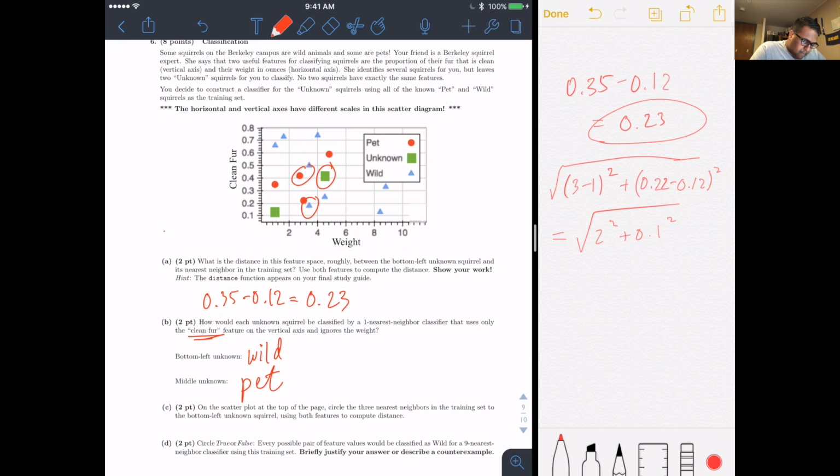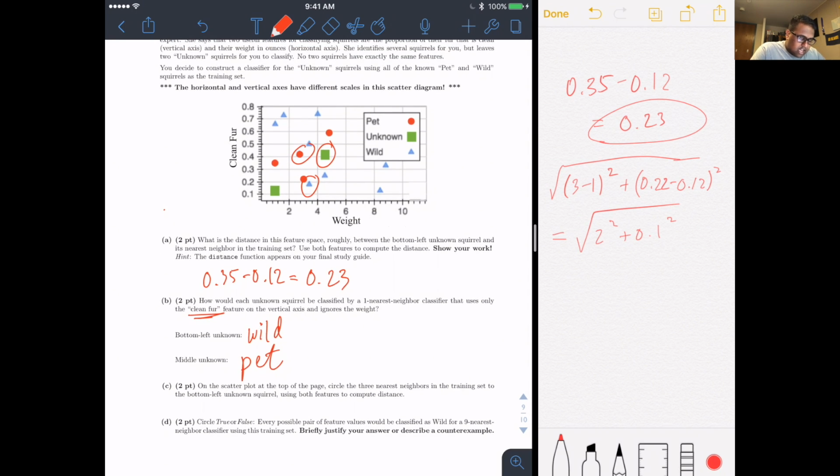Okay. Part C: on the scatter plot, circle the 3 nearest neighbors in the training set to the bottom left unknown squirrel, using both features to calculate the distance. Okay, so this one, it should be no surprise now that these 3 will be the 3 closest neighbors if we're going to use both features. And the reason for that is, as I said, the closest neighbor in terms of going horizontally away would be this guy right here. Let's erase some circles. And it has a distance that is some number greater than 2, right? Because it's greater than the square root of 4. So it has to be greater than 2.